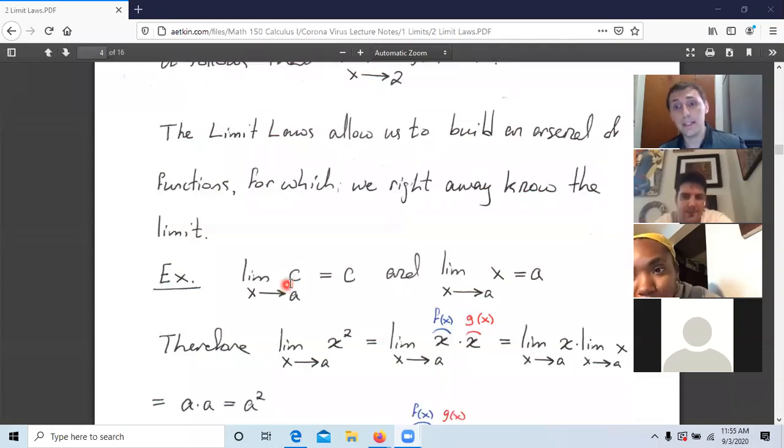But what it means again, guys, this is a constant. So think about the limit as x goes somewhere of the number 7. 7 doesn't care what x is doing, right?